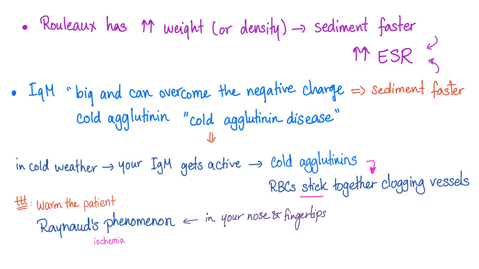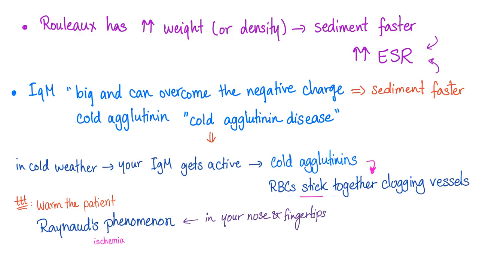Let's talk about IgM, which is the biggest immunoglobulin. It's big and it can overcome the negative charge on the surface of the red blood cell, so red blood cells are gonna sediment faster, leading to increased erythrocyte sedimentation rate. So in cases of cold agglutinin disease, which I've talked about in a previous video, we had IgM. In cold weather, your IgM gets active. Cold agglutinins. Red blood cells stick together, clogging vessels.